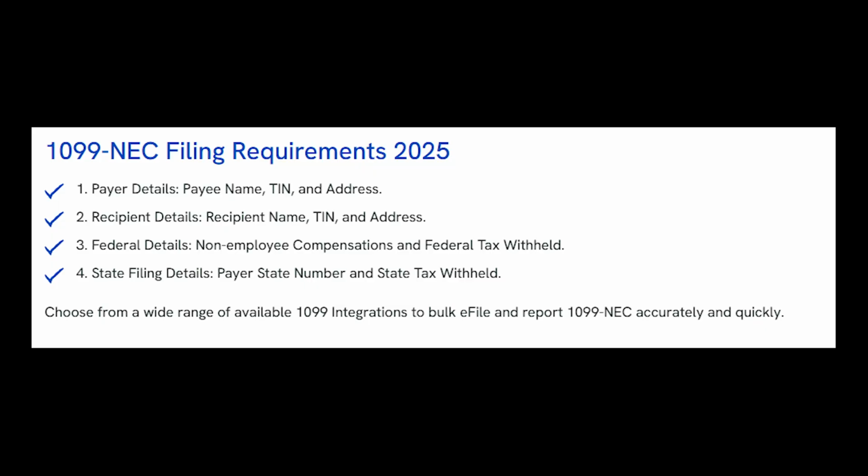Before you file, there's some important information that you need to know that will be required on the documents. This is going to include the payer's details, including the payer's name, TIN, and address. Additionally, you need to include the recipient details, such as the recipient's name, their TIN, and their address. When you pay a non-employee, the IRS requires you to collect Tax Form W-9. This is going to collect their tax identification number and other personal details that are required by the IRS.